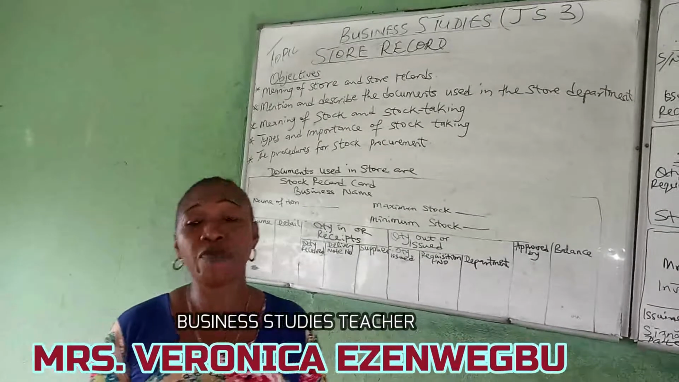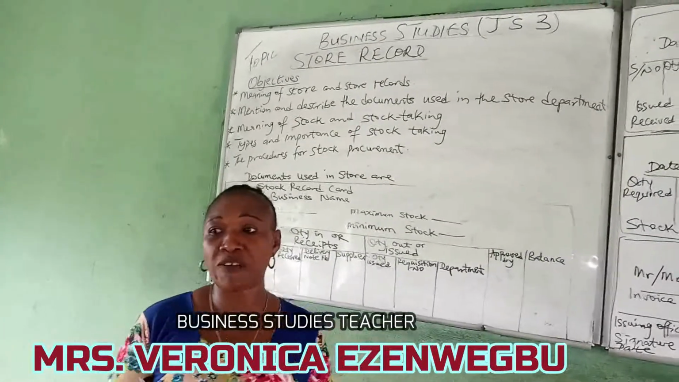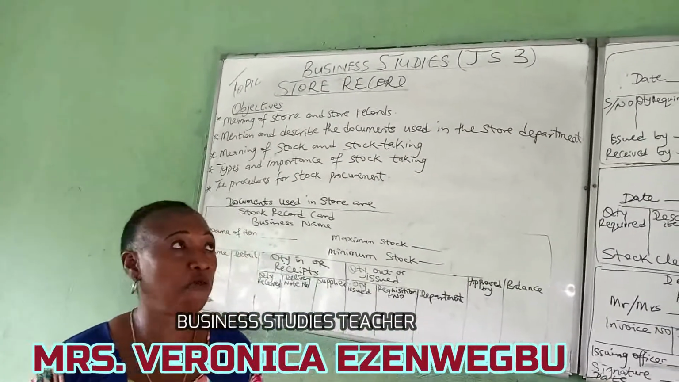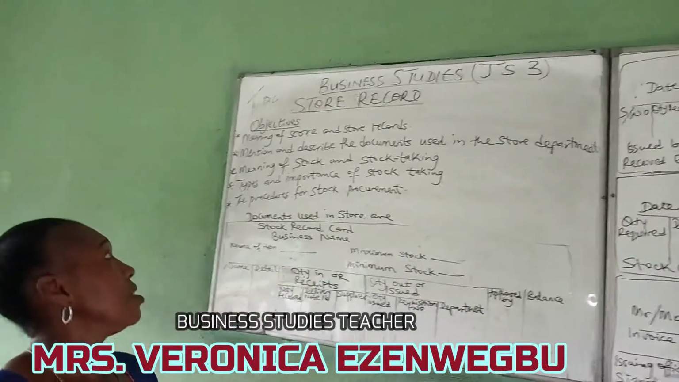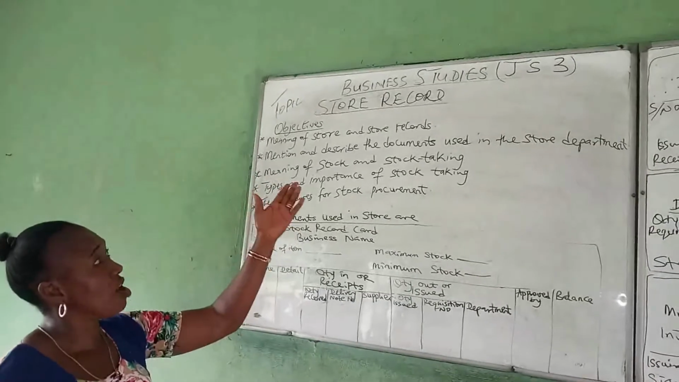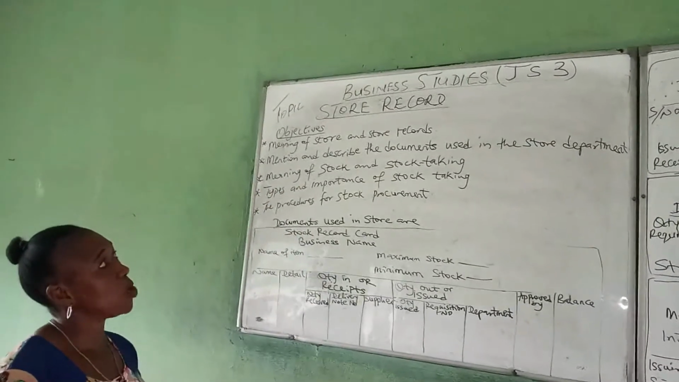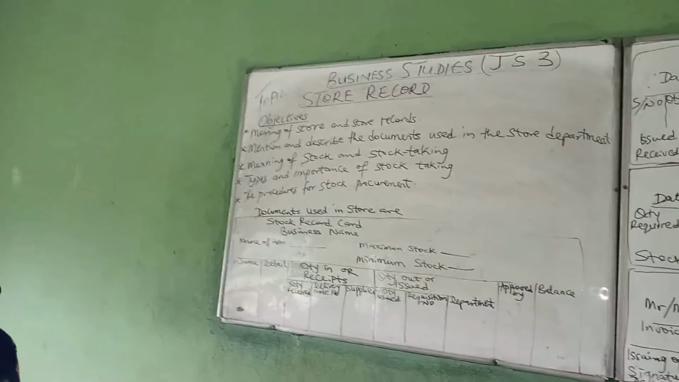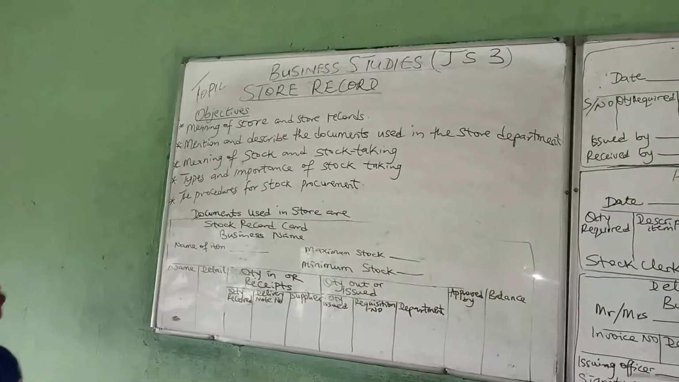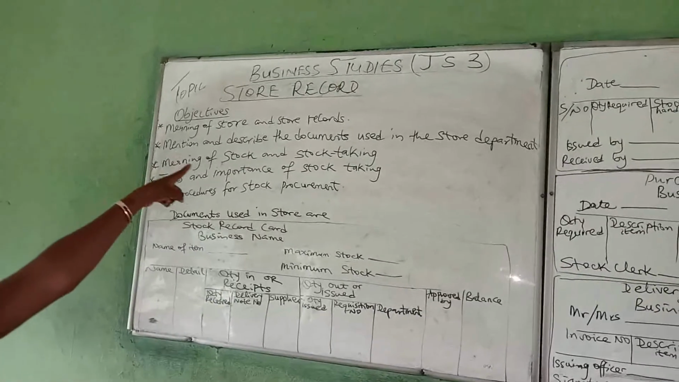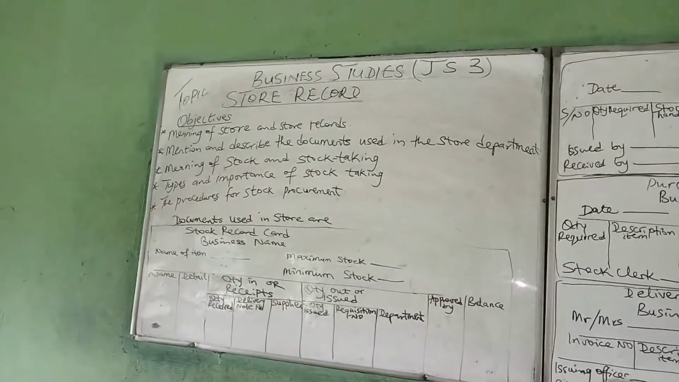Discuss office equipment as the topic we have in this third term scheme of work. So having known that, this time we have to look at store records. The topic we have for today is store record. By the end of this topic, you'll be able to explain the meaning of store and store record.